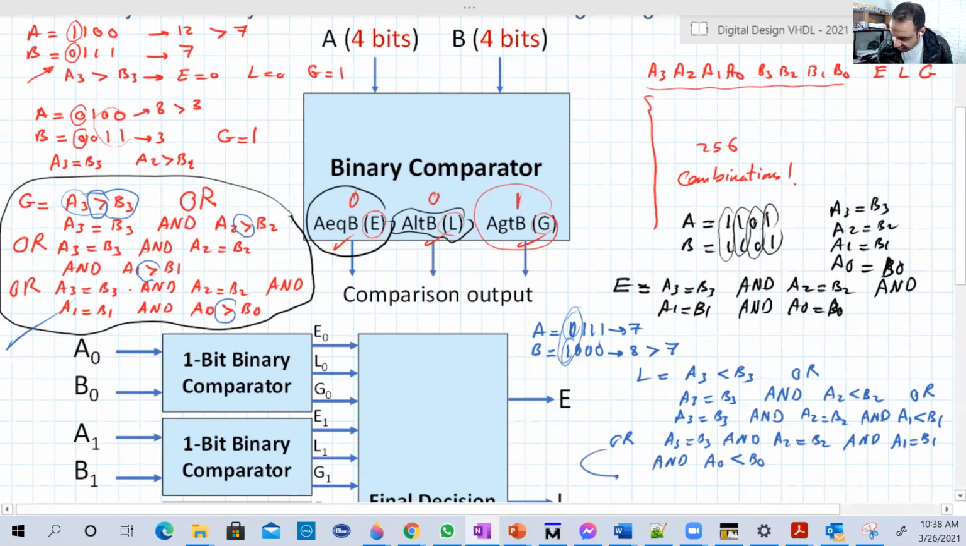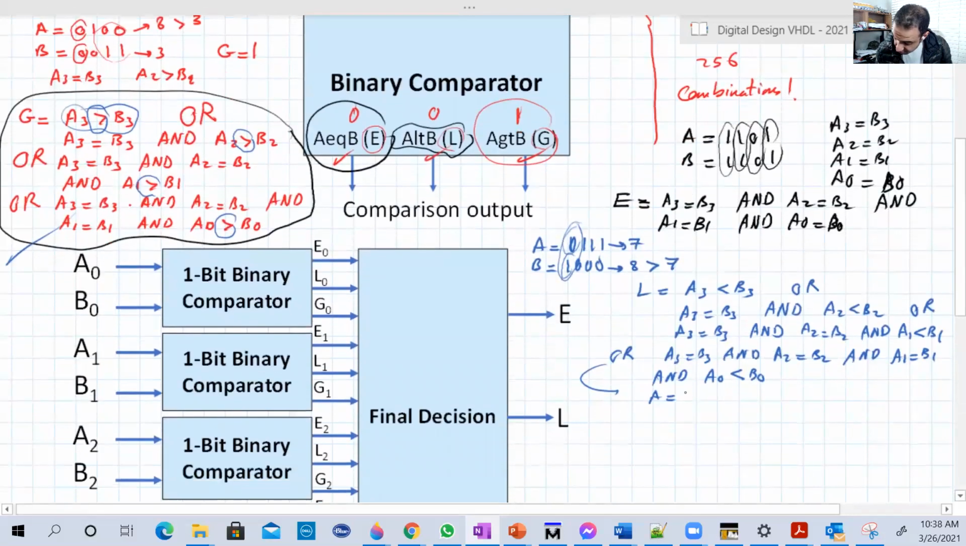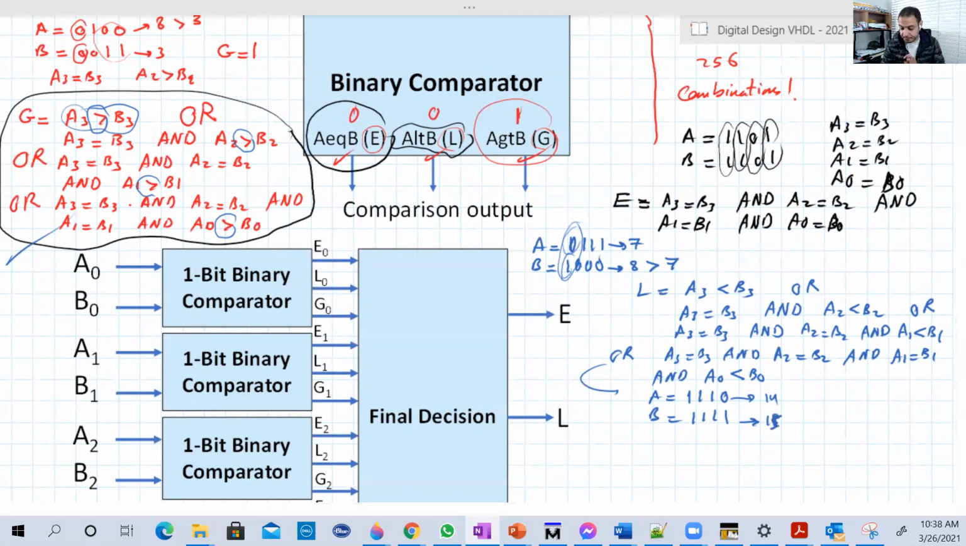Like for example, this case here, A is 0, 1, 1, 1, 0, and B is 1, 1, 1, 1. Of course, this is 14 and this is 15. So, and of course, A is less than B, or 14 is less than 15. Okay, guys, that's basically G, L, and E. Now, how do we design that? Okay, so basically we're gonna compare each corresponding bit together.